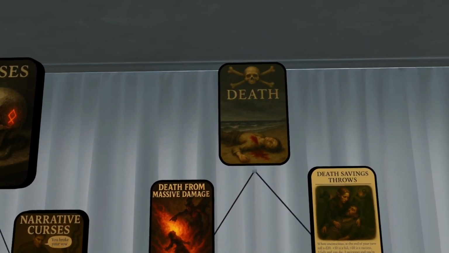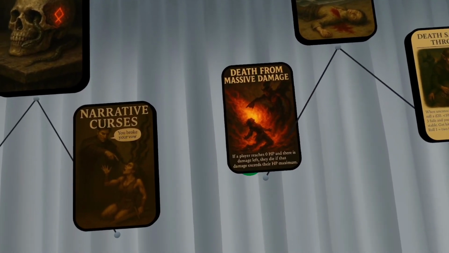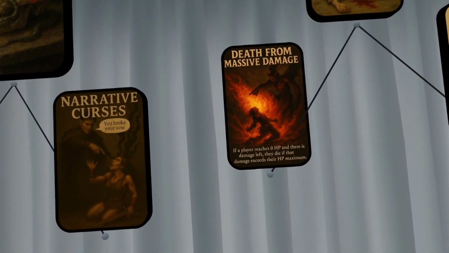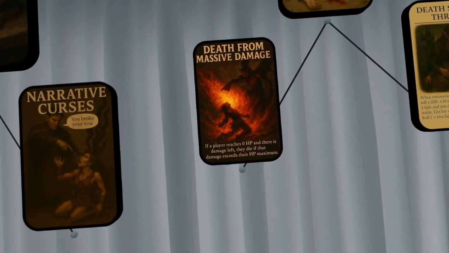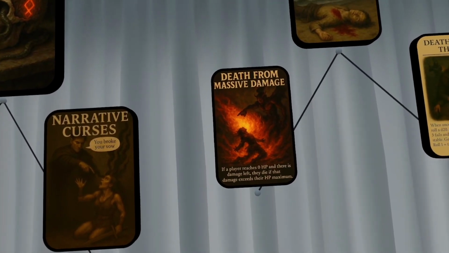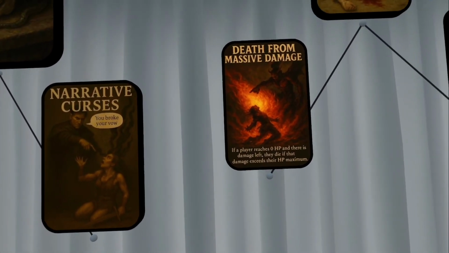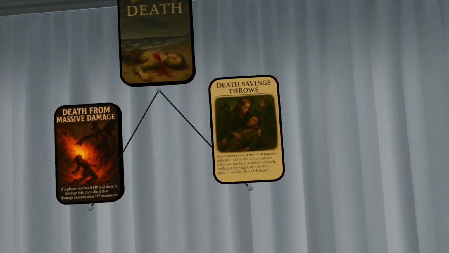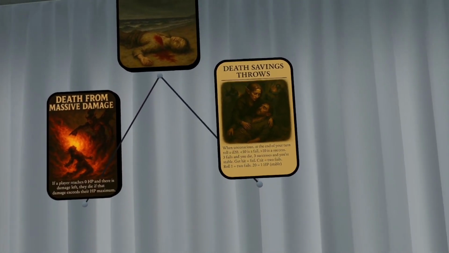How death works. This would be death from massive damage. If a player reaches 0 HP and there is damage left, they die if that damage exceeds their HP maximum. And that's just an image there to show someone getting totally obliterated. And that's how death saving throws work there.